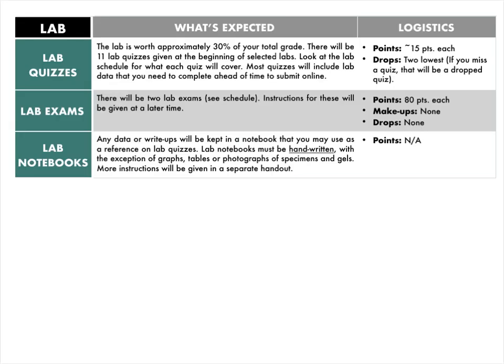I'll talk more about lab during lab, but lab will be based on quizzes, and quizzes are usually given at the beginning of lab. Sometimes we might vary from that. They're going to be about 15 points each, and I will drop your 2 lowest quizzes, so no makeups. Then you have 2 lab exams, and they're both worth 80 points each. I'll talk about those later too, and then I'll also talk about the lab notebooks during lab.